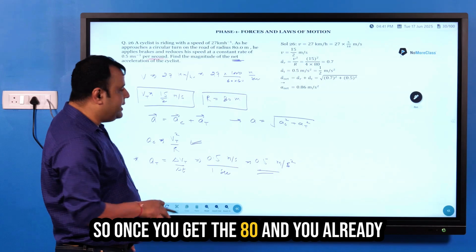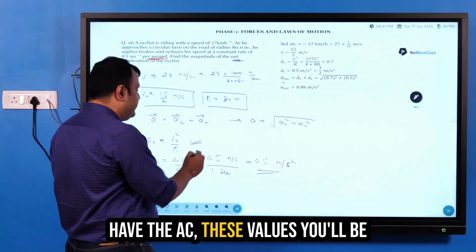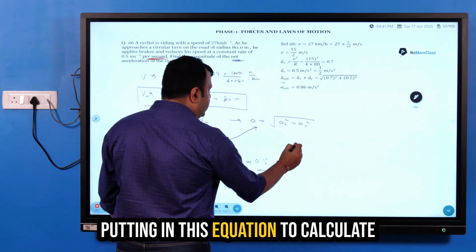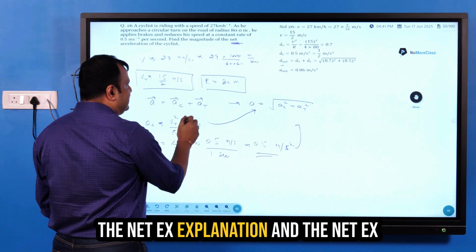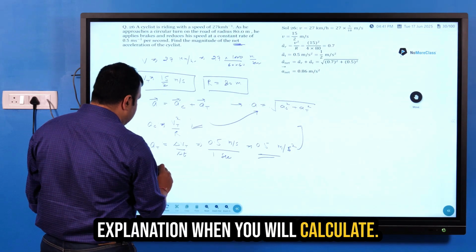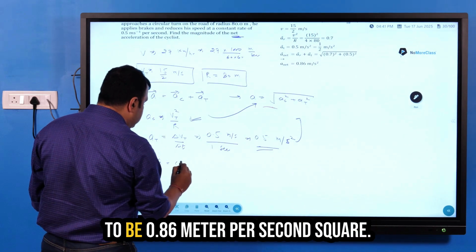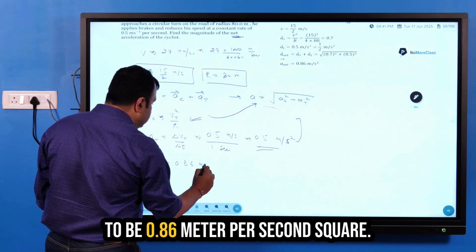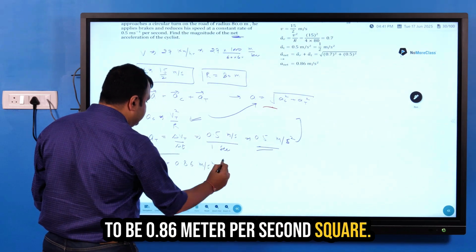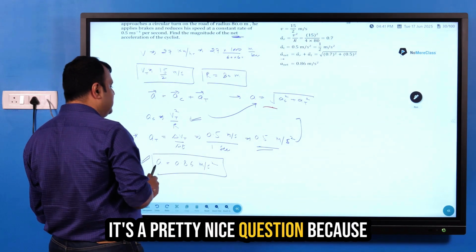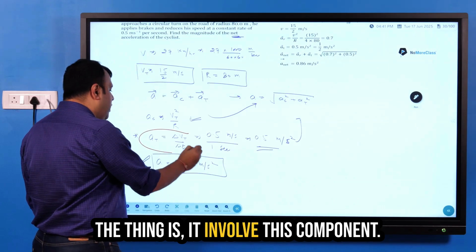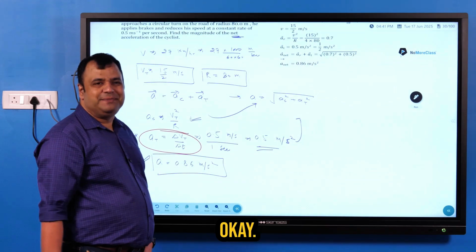So once you get the AT and you already have the AC, you'll put these values in this equation to calculate the net acceleration. And the net acceleration, when you calculate from this formula, will come out to be 0.86 meter per second square. It's a pretty nice question because it involves this component. Okay. Thank you.